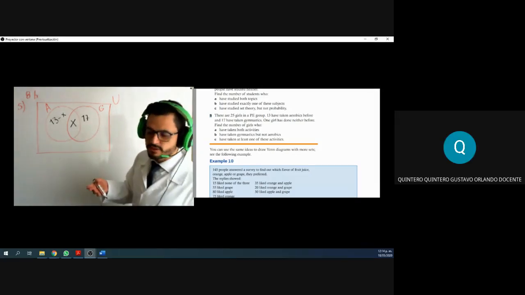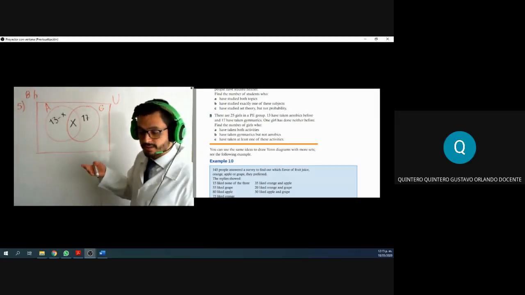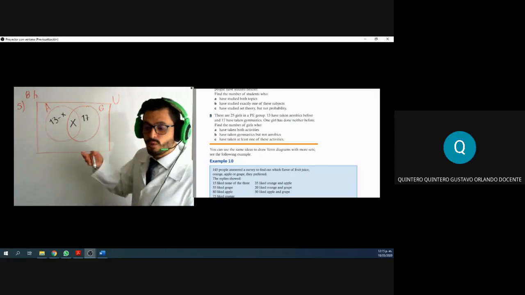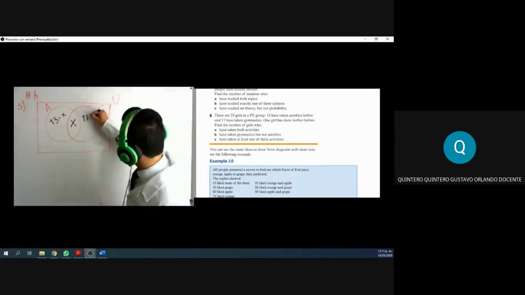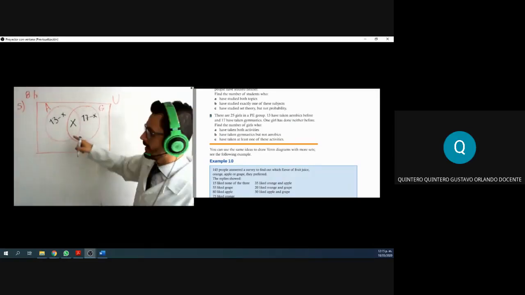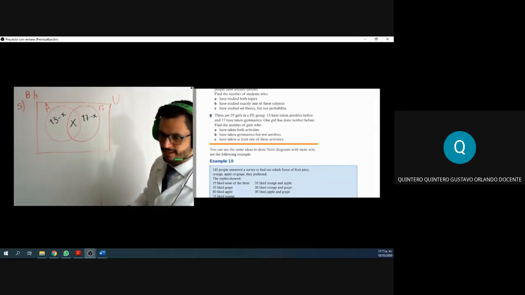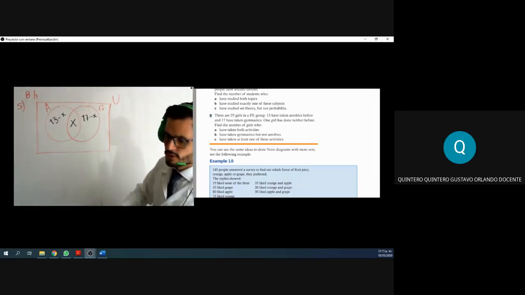And that would give us probably bigger than 17. We want 17 exactly. So we write it 17 minus the same x. Minus the same x, all right? Beautiful. So now we have that information.